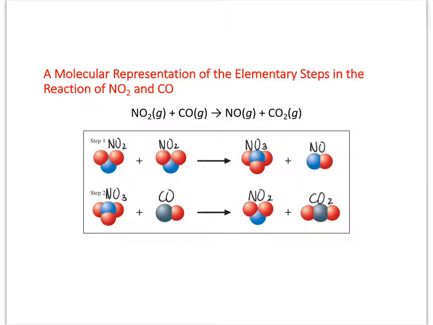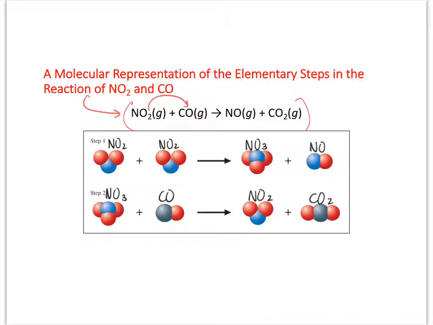So this is the step-by-step representation of this overall reaction. Nitrogen dioxide plus carbon monoxide makes nitrogen monoxide and carbon dioxide. Just looking at this overall process, you're like, oh, I just take one of these and move it over to there. But it actually happens in two different steps.